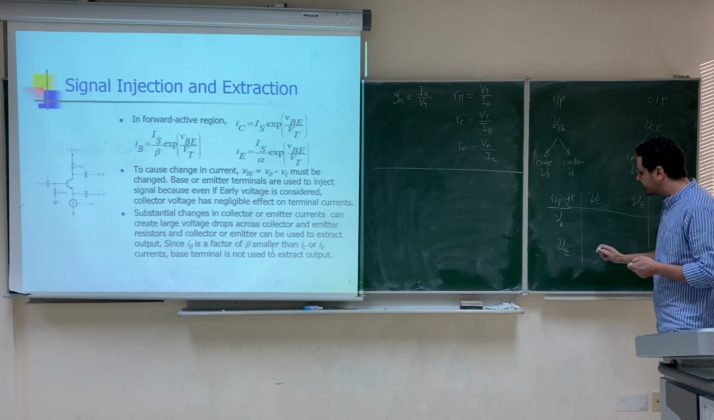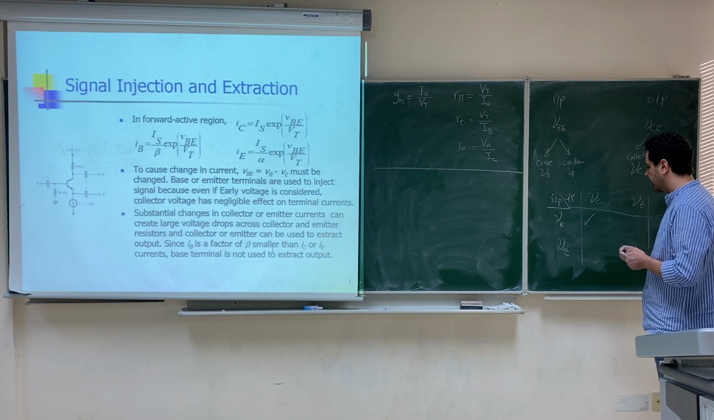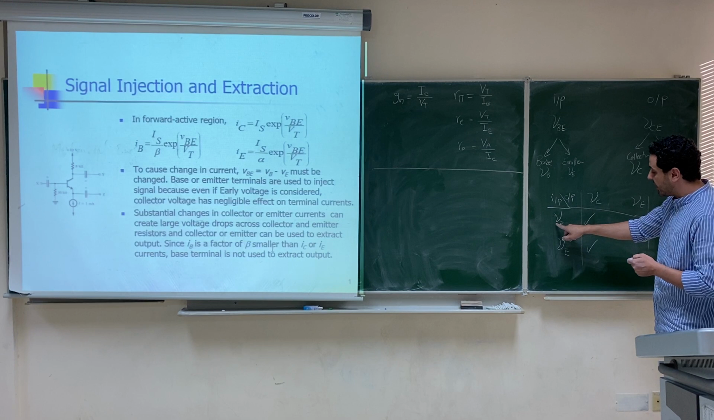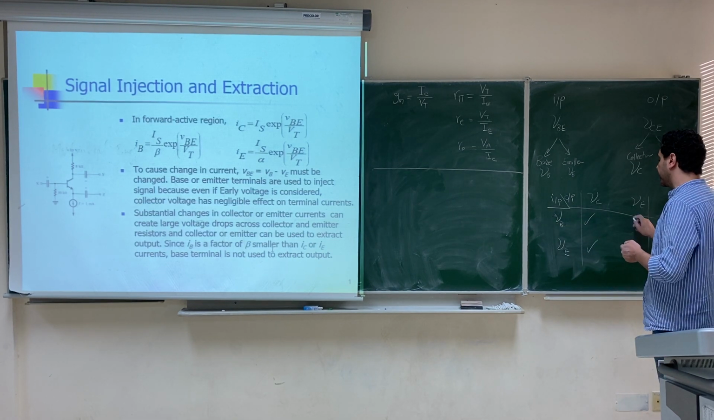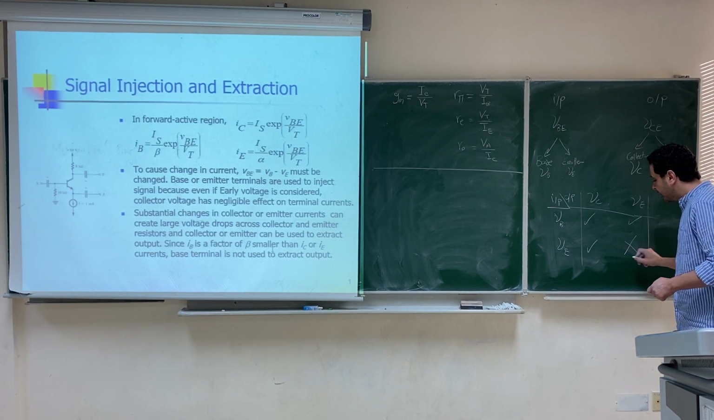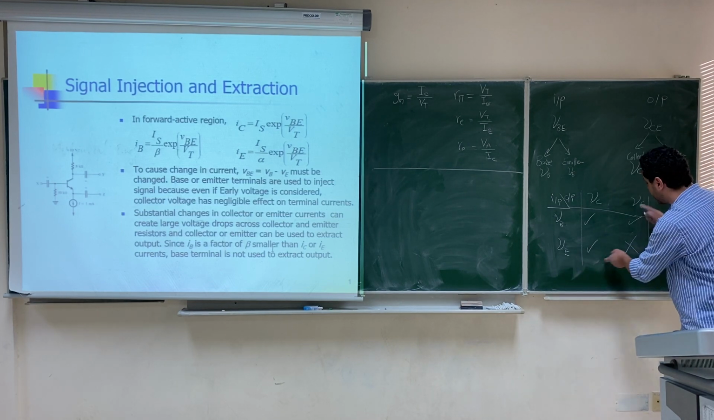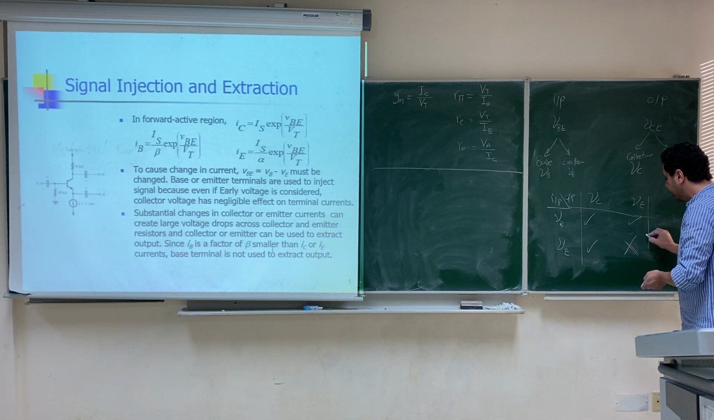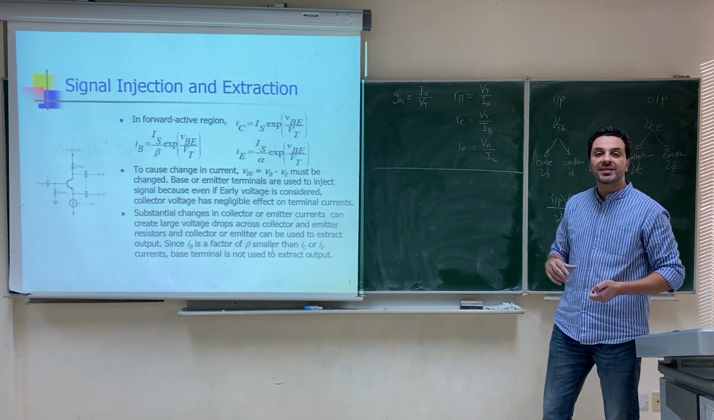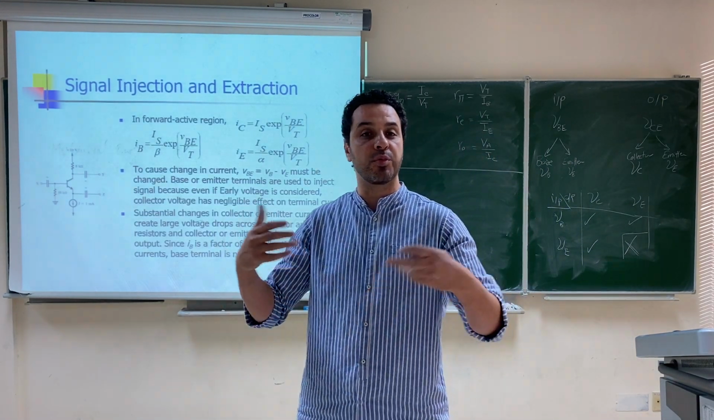So how many total options? You can connect the input to the base and take the output from the collector. You can connect the input to the emitter and take the output from the collector. You can connect the input to the base and you take the output from the emitter. But the fourth case here is not valid. Why? Because you cannot connect the input and the output, both of them, to the emitter. So the fourth case is not valid, and you have only 3 options. These 3 options will result in 3 amplifier families with 3 different characteristics and 3 different properties.